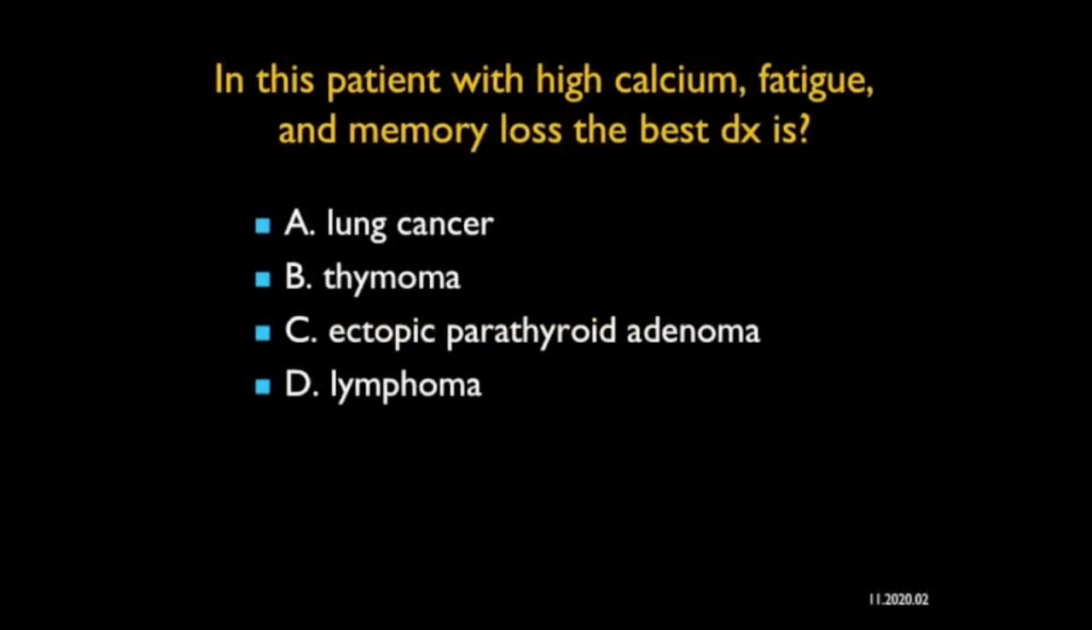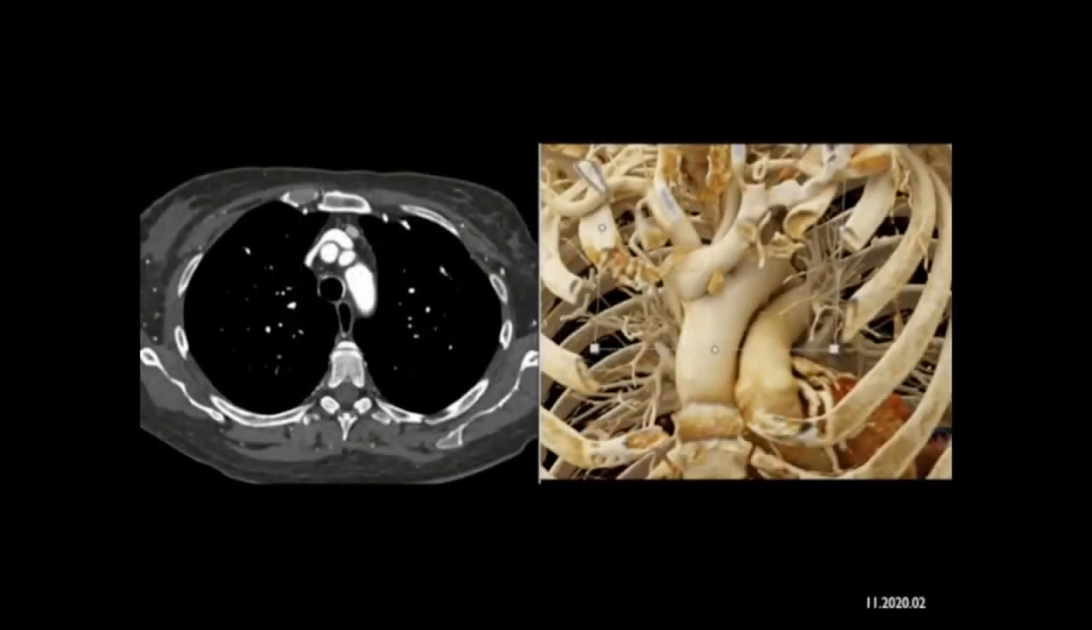This patient had high calcium, fatigue, and memory loss, and I asked for the best diagnosis. When you look at the images, you see a 1 centimeter nodule in the anterior mediastinum, which on the cinematic rendering beautifully sits near the innominate vein and near the ascending aorta. When you think about this, you got to think about what goes in that area. Well, it could be a thymoma, could be a small lymph node. Those are the two things that I think about the most.